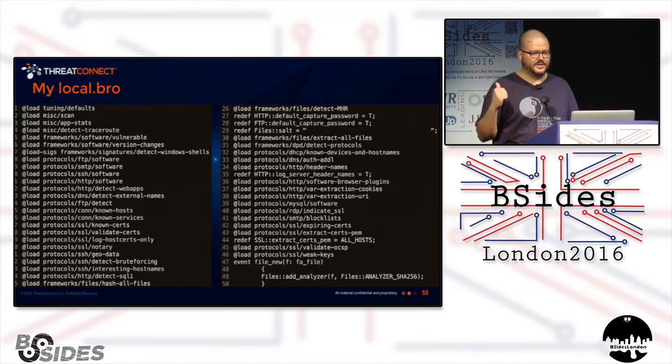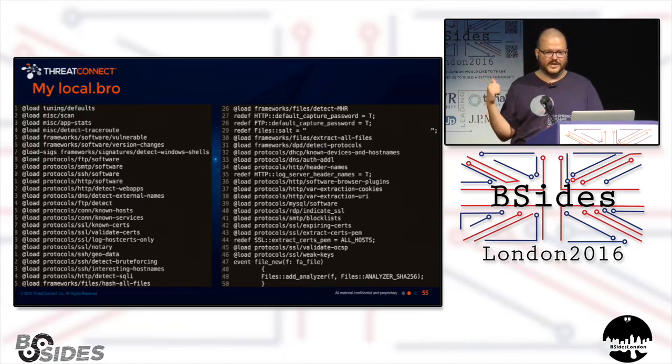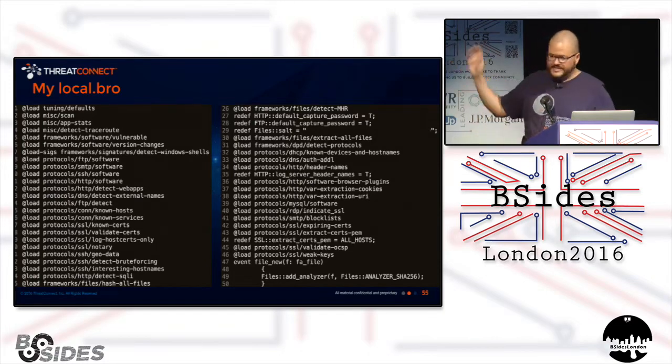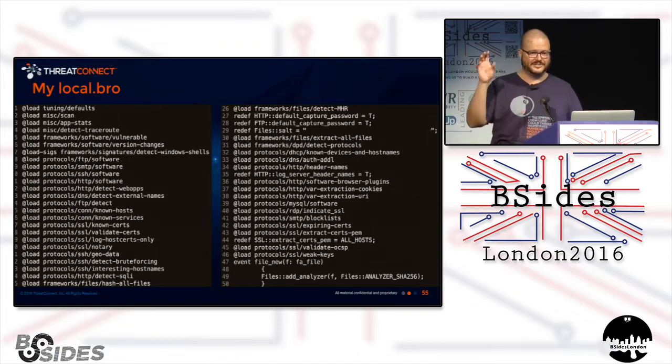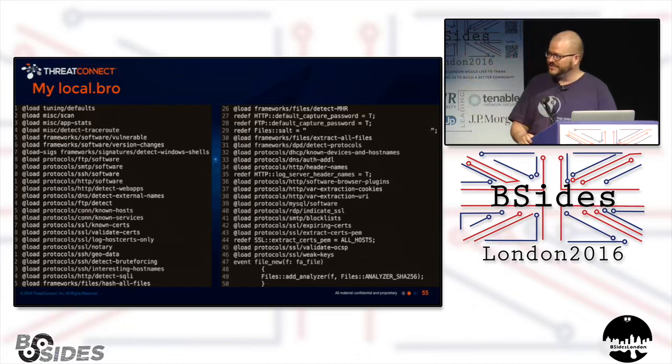And this is actually on GitHub right now on my GitHub page. This is my Bro configuration, my local.bro config file. Please take this and use it. I spent quite a lot of time going through each and every config and making sure I know what it does and how to use it and configure it properly.